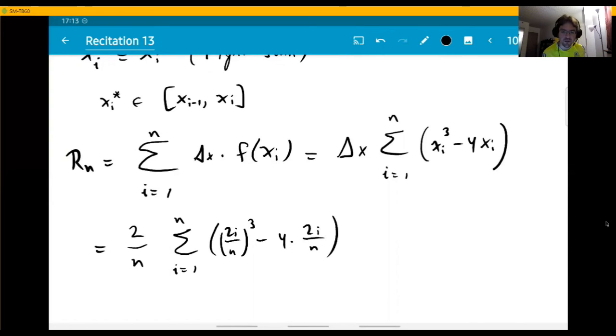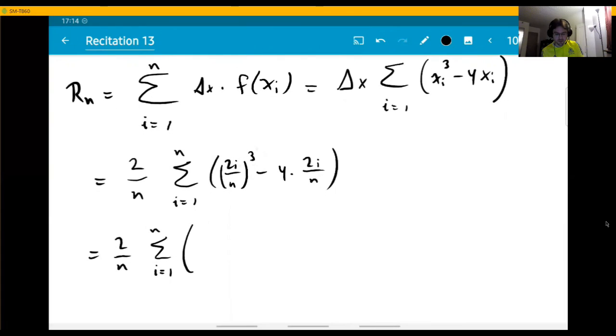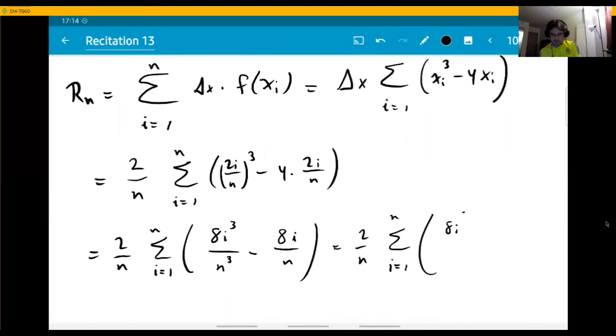Okay, so this is what we're trying to compute, to simplify. A sum with an expression involving the summation variable i. How do we simplify all of this? Well, first of all, let's expand out the expression inside of the sum. You're going to have 2 cubed, which is 8, and 4 times 2 is also 8. So 2 over n, I want to put these with a common denominator of n cubed: 8i cubed minus 8i n squared over n cubed.